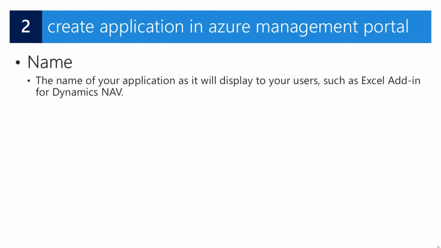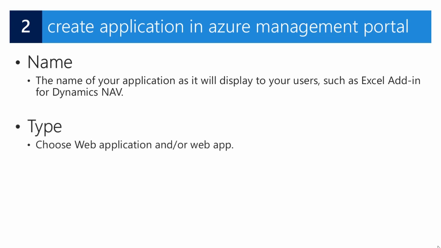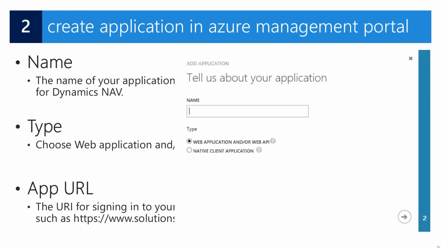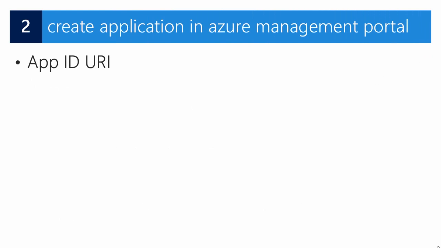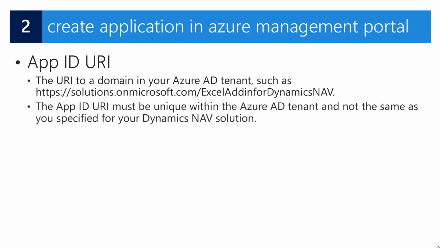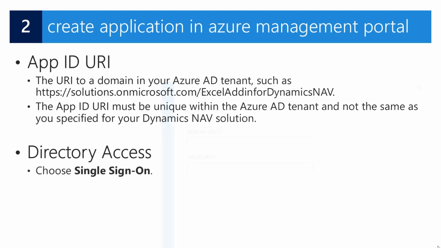We provide a name as it will display to our users, for example, Excel add-in for Dynamics NAV. The type needs to be web application or web app. And for the URL, you need a URI to sign in to the Microsoft Dynamics NAV web server components, in this case, the URL for your web client. In the screen where we enter the app ID URI, you enter a URL to access your Azure AD tenants. And the URI must be unique, so you can't have two applications, or two tenants, with the same URL. For directory access, we need to select single sign-on.